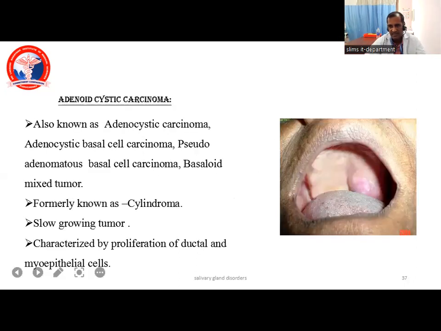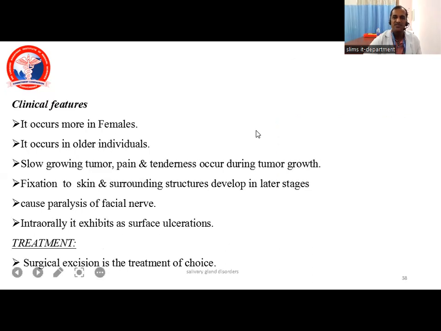And the next entity is adenoid cystic carcinoma, also known as adenocystic carcinoma. It's a slow growing tumor characterized by proliferation of ductal and myoepithelial cells, and more commonly seen in females in older individuals. Slow growing, fixation to the skin and surrounding structures develops in later stages.